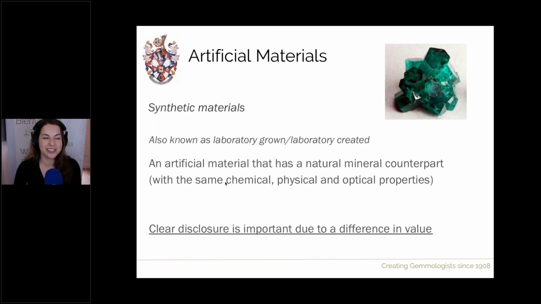But clear disclosure of these materials is of utmost importance because there is such a big difference in value. The reason there's such a big difference in value is because there is a difference in rarity of these materials. Those that have been created are less rare and can be made, as many as you like, in very large sizes and of good qualities compared to those that form in nature. So therefore, there is this price disparity, and for that reason, identifying it is of key importance for gemologists.